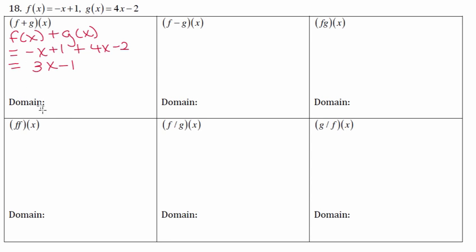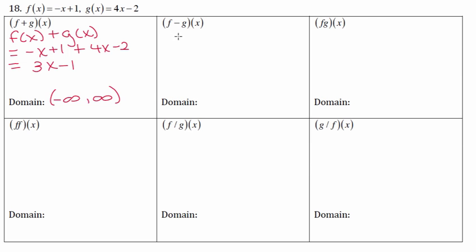And the domain is the intersection of the domains of f and g. Both f and g have the exact same domain of all real numbers, so that intersection or overlap is all real numbers, negative infinity to infinity.